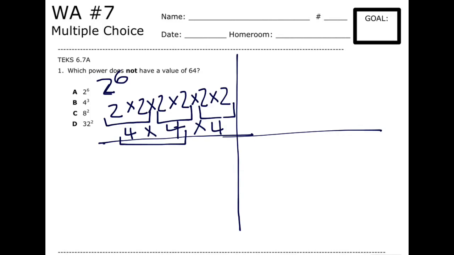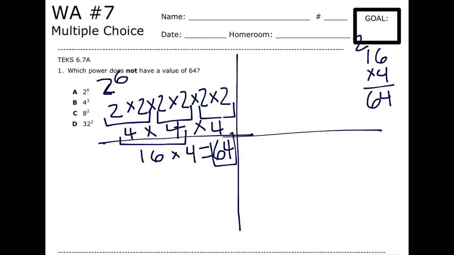4 times 4 is 16. And then all I have to do is multiply 16 times 4. I'll multiply it over here. 16 times 4. 4 times 6 is 24. 4 times 1 is 4, plus 2 is 6, so it's 64. So my first one gets me 64, but I'm looking for the one that does not have a value of 64. So I'm just going to put a little line through A to let me know that it is not 2 to the 6th power. That one does get me 64.